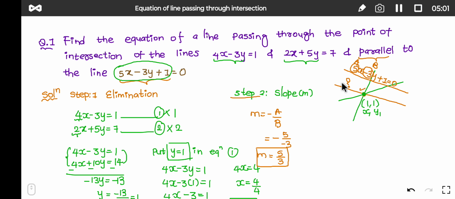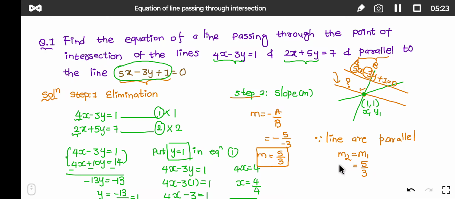But we have to find the slope of the other line which is parallel to this line. We know the result: since the lines are parallel, m2 is the same as m1, which is equal to 5 by 3. So the slope of both lines is the same. So we got the slope and we got the point through which the line is passing.